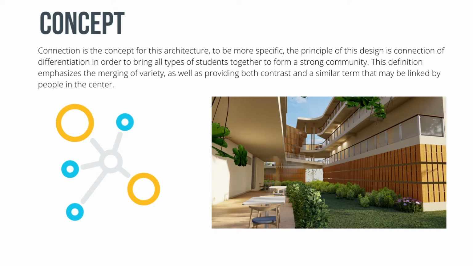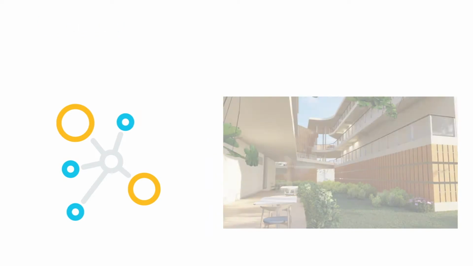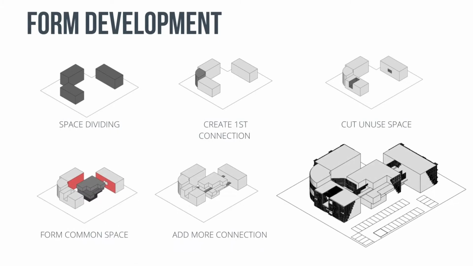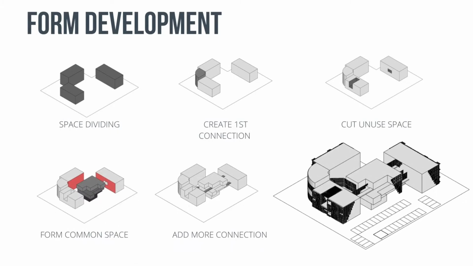In order to bring all types of students together to create a strong community, there must be a connection for everyone. To be more direct, connection of differentiation is the concept of this architecture. This phrase specifies the joining of diversity, providing both contrast and similar terms. Starting with space dividing suited to each type, then create a simple connection from the upper building to the left building.